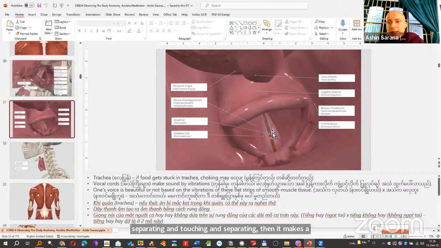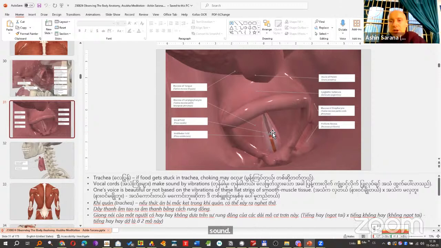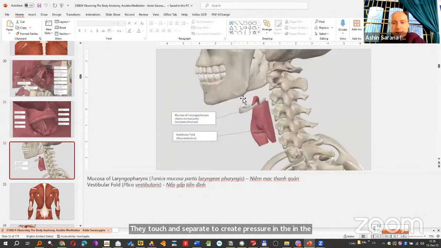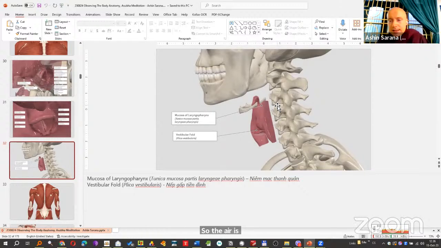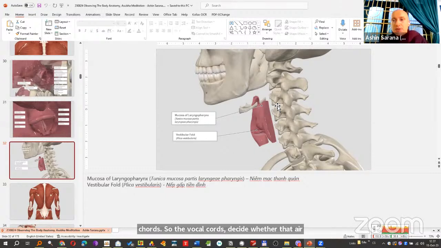They touch and separate to create pressure in the air. As you can see, the vocal cords are at the place where you breathe. So the air is obstructed and released at the vocal cords. So the vocal cords decide whether that air will be pressurized or not. And if it is pressurized, then the vocal cords will decide the frequency of that pressure. And that then creates the sound.